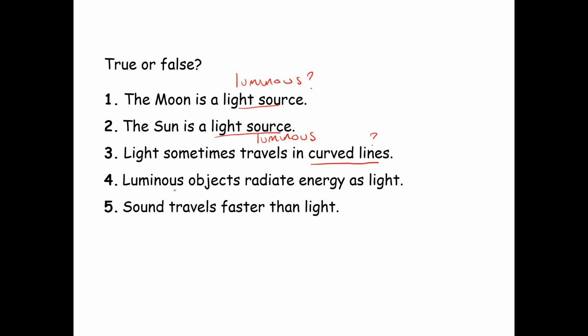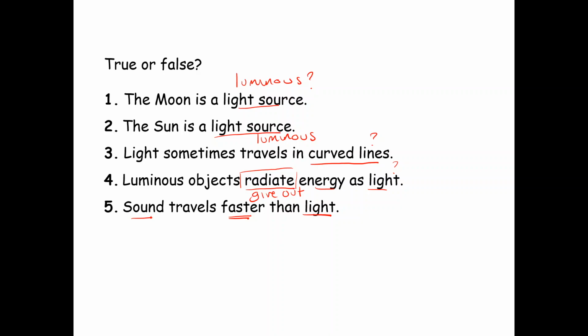And then finally, the next one, luminous objects radiate energy as light. Now that word radiate, radiate just means to give out. Okay, so luminous objects give out energy as light. Now remember, what is light a form of? Okay, again, so what is that one? Now number 5, this is finally. Sound travels faster than light. Think back to that little video on lightning that I just told you. Okay, right, now pause the video and have a go. True or false for each of those.